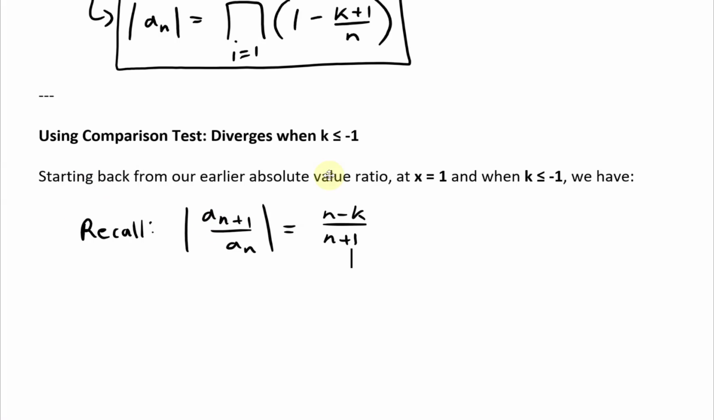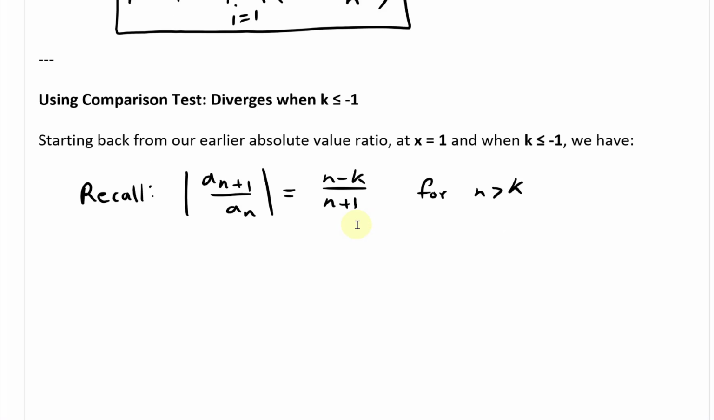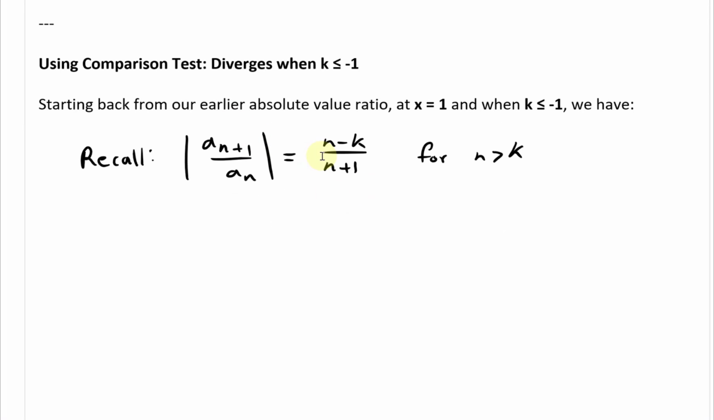So this is n minus k over n plus 1, and we get rid of the absolute value sign, and this is for n greater than k, because remember, all we want to deal with is as n approaches infinity. And when n is greater than k, a larger number subtracted by a smaller one, you're going to get a positive number. So that's why we get rid of the absolute value sign. Now we're going to look at k less than 0. Then we know that k is going to equal negative the absolute value of k. It's just an easy way of seeing that: the absolute value of k with a negative in front, because k is less than 0.